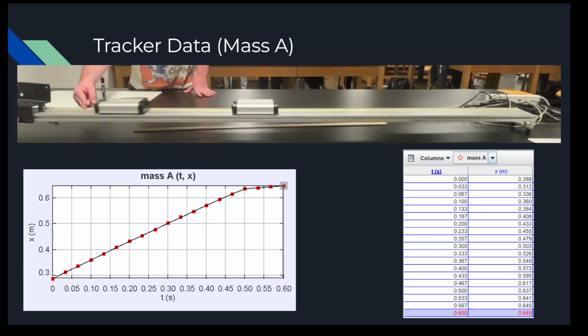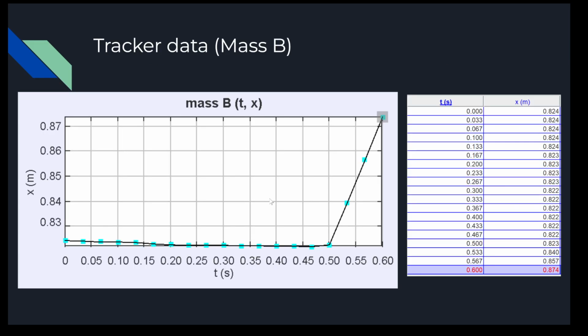This is all of my tracker data and the setup picture to give you a better idea of what's going on. This is the first cart that is moving into the second cart. So this is mass A and this is mass B, as described in tracker. Mass A moves at a near constant velocity until a point where it makes contact with cart B, and its velocity decreases significantly. The opposite is true for mass B, where it has zero velocity until cart A makes contact with it, and it increases in velocity rapidly. And the tables for both of these will indicate the exact same thing as the graphs.